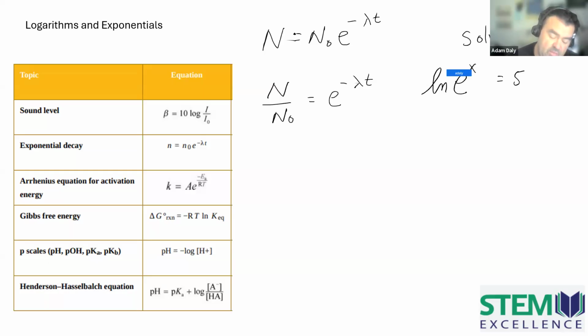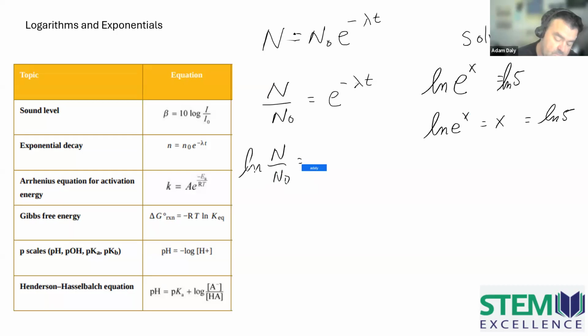Well, we take the ln on both sides. And by taking the ln of both sides, the ln of e to the x equals x. So anytime you take the logarithm, you automatically get the exponent. And now we see x is equal to ln of 5. And that's what we want to do here. Here we want to take the ln of both sides, and then what we get is the ln of N over N0.